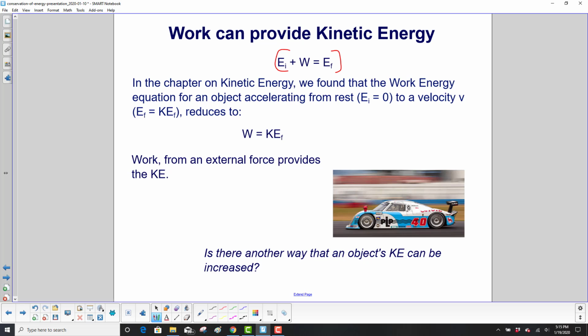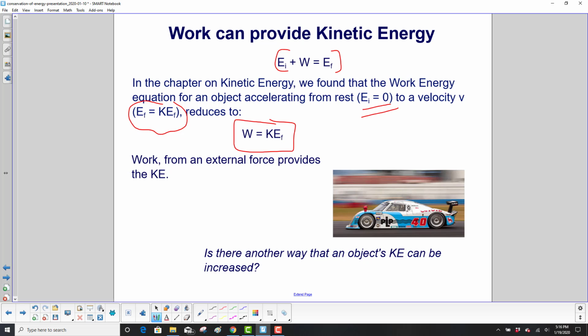In the chapter on kinetic energy, we found that the work energy equation for an object accelerating from rest, where you start with zero initial energy, to a velocity v, where your final energy is all kinetic energy, will reduce to work equals KE final. So work from an external force provides kinetic energy.